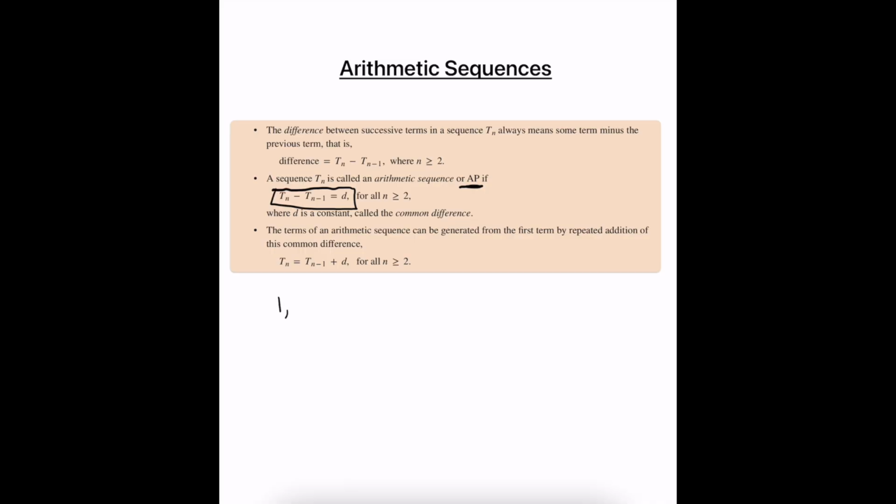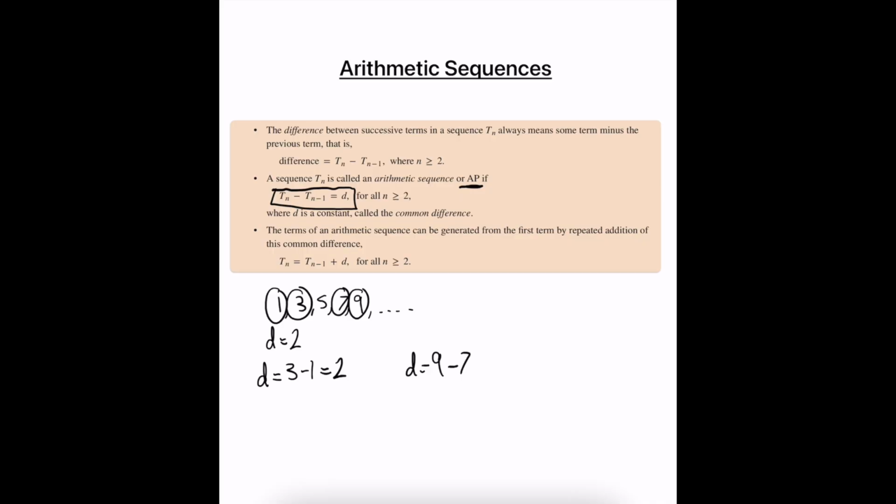So if I have this sequence 1, 3, 5, 7, 9, and so on, that is an arithmetic sequence, or an AP, because the difference between each term is 2. So we say d equals 2. And how we get that is we take one term, let's say 3, and we subtract that from the term previous to it. So d is equal to 3 minus 1, which is equal to 2. Alternatively, we can also work out that it's equal to 9 minus 7.